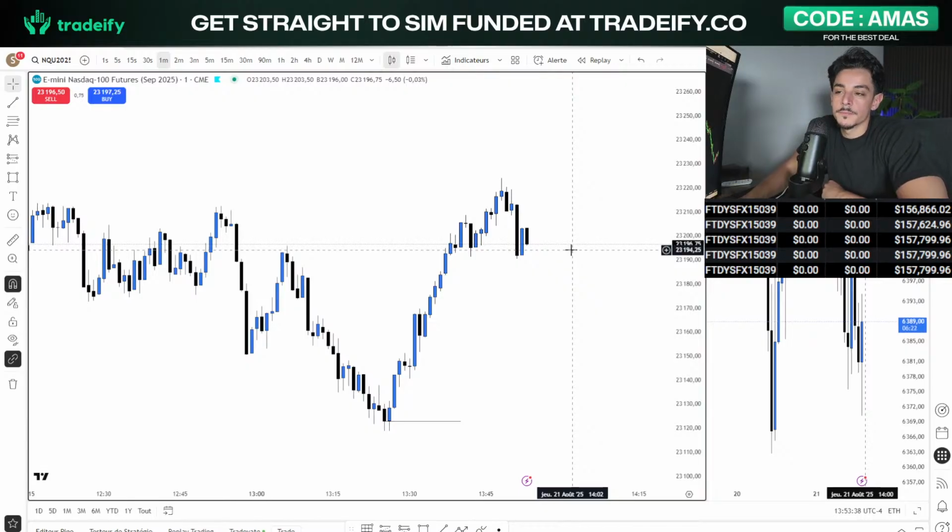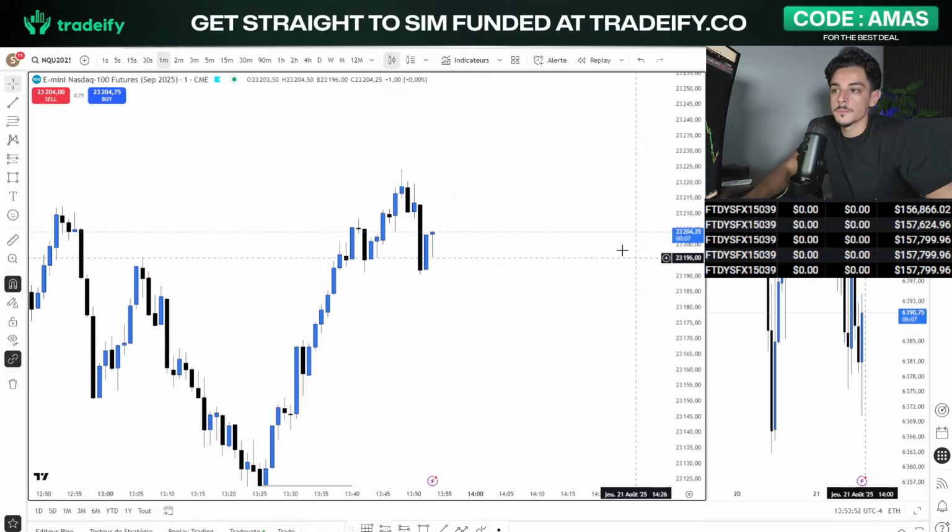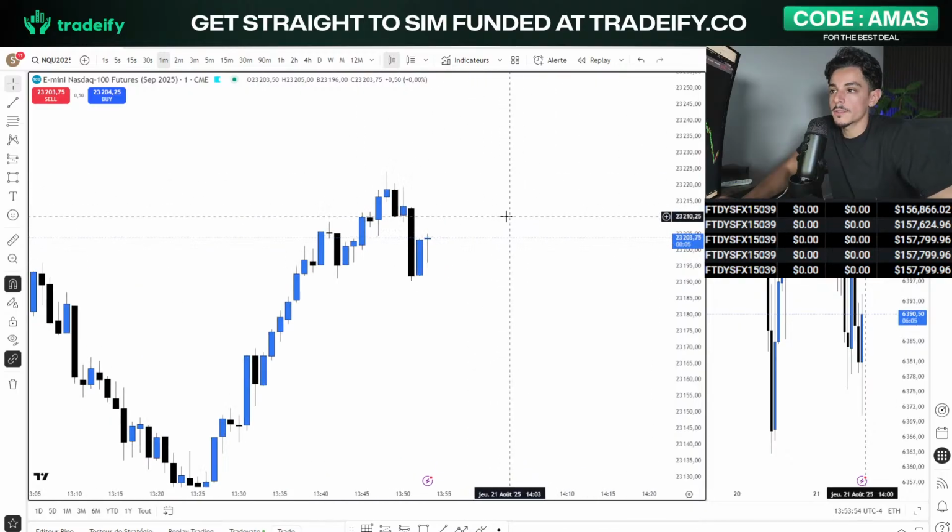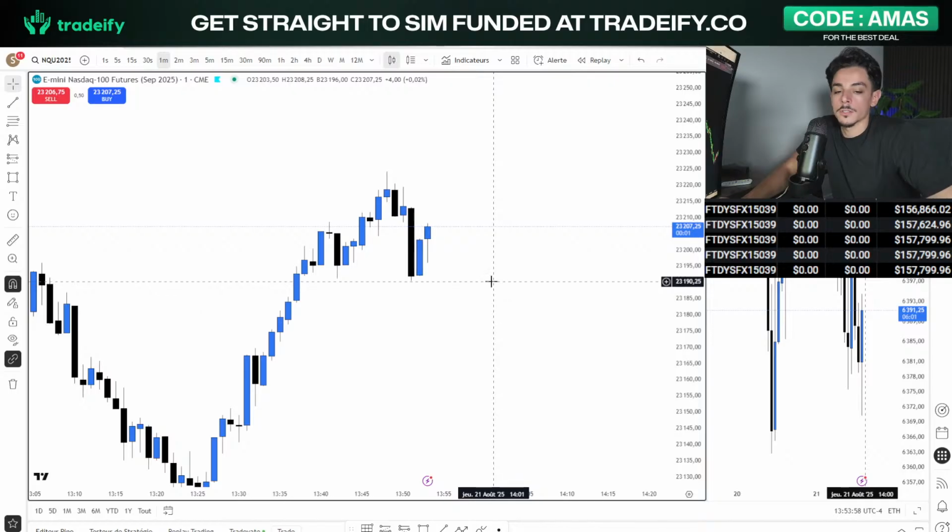What is a system? It is a repeatable way to enter the market with an analysis that is repeatable. Okay. A system is a repeatable approach to enter the market with a take profit and a stop loss. That's just it.